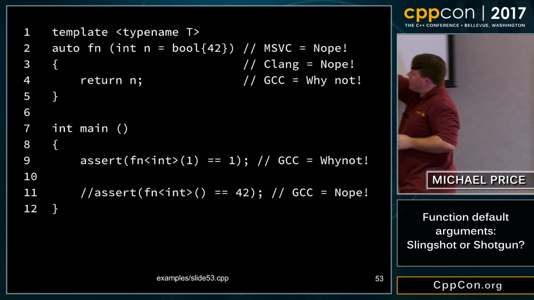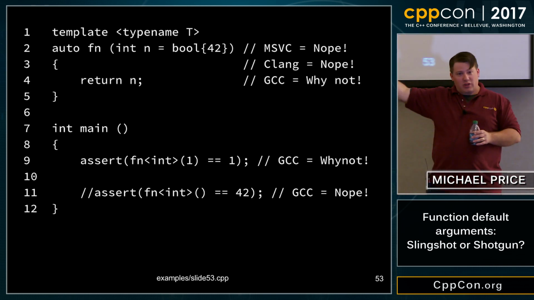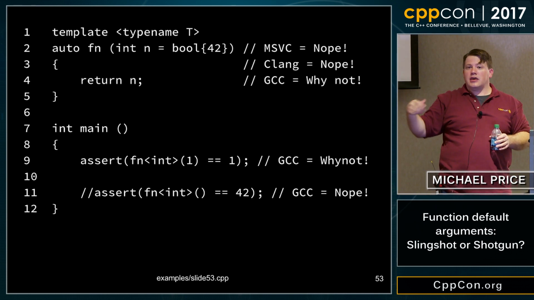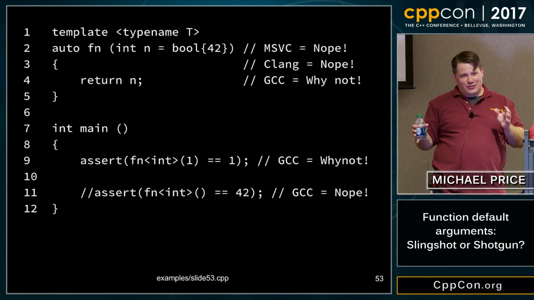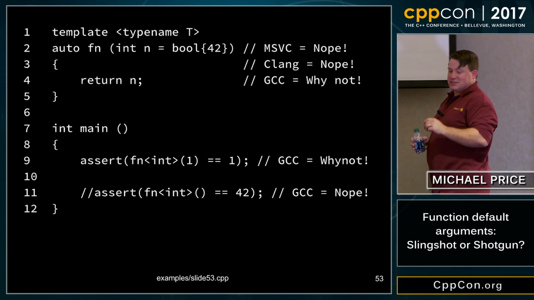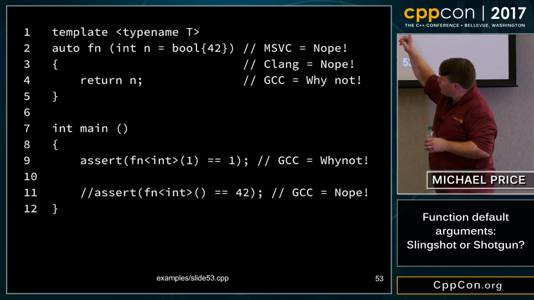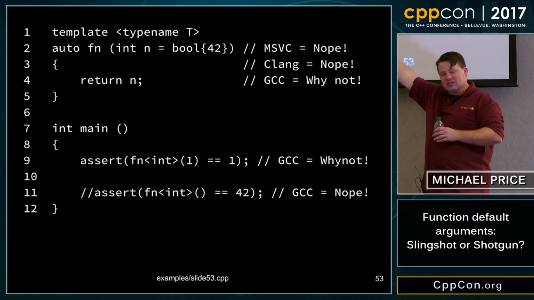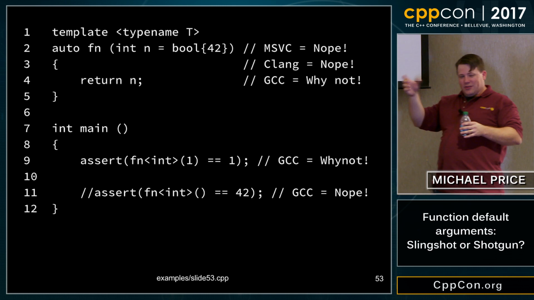So on line 9, I've instantiated the template now, but I've not used the default argument. Again, GCC has an opportunity to say, hey, there's a default argument that's not good, right? But it doesn't. It's just like, sure, why not? Let's do it. It's only when you actually instantiate the template and call it such that it needs the default argument that it says, no, bool 4, can't do that.